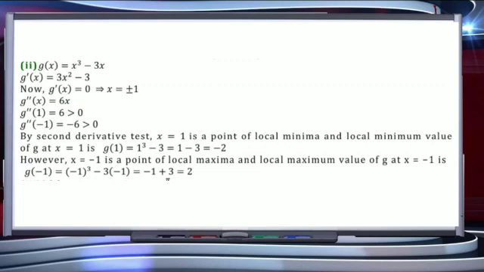Now 6 is greater than 0, so that means at 1 we are getting local minima. At minus 1 its value is less than 0, so this implies we are getting local maxima. Next is to find the values. We always calculate the values from the function. So we will put x equal to minus 1, which gives us the local maxima, and at x equal to 1 we get the local minima.